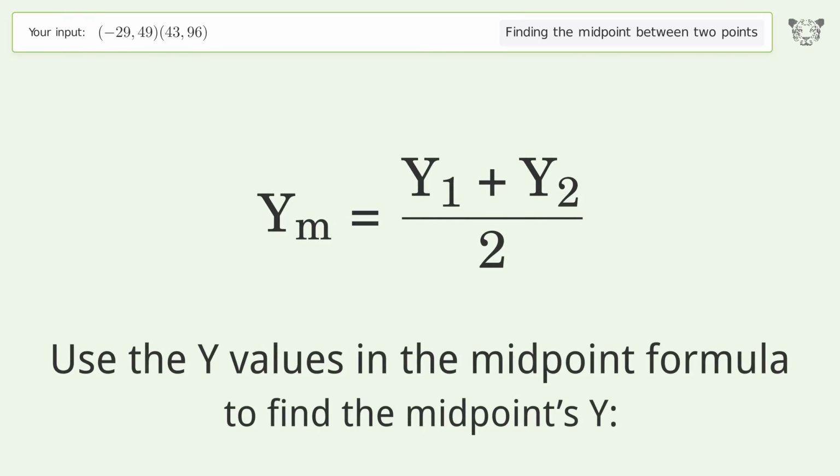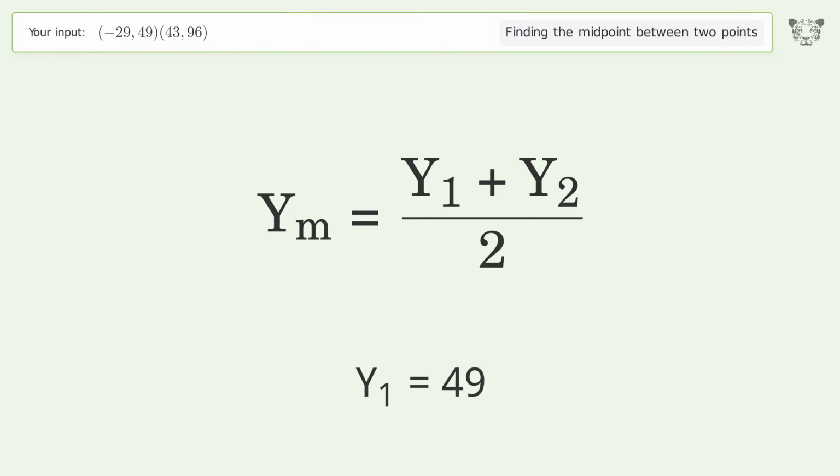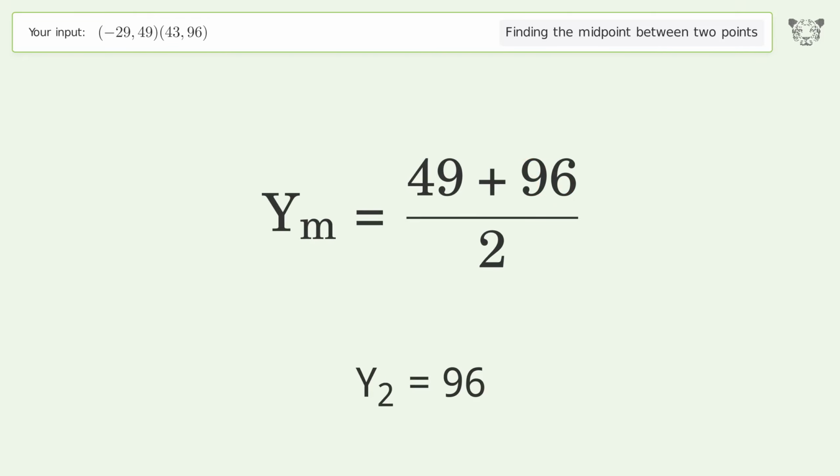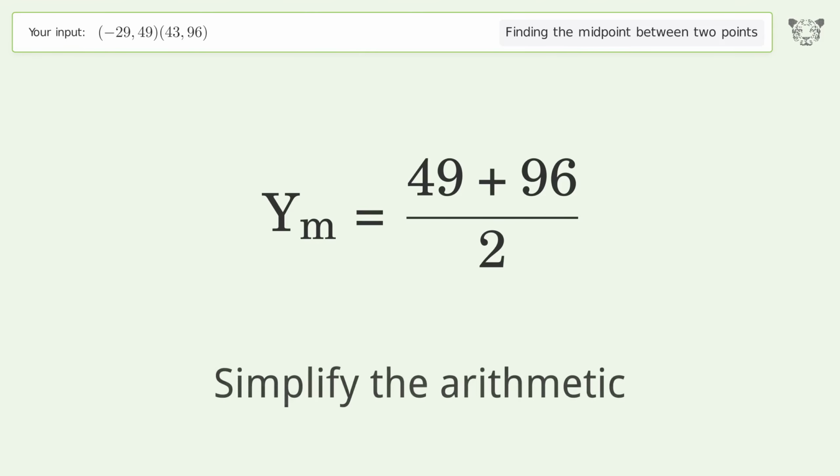Use the y values in the midpoint formula to find the midpoints y. y1 equals 49. y2 equals 96. Simplify the arithmetic.